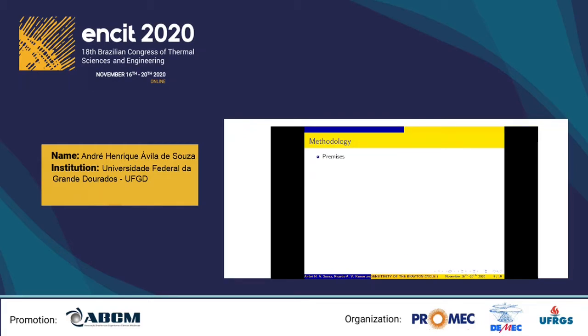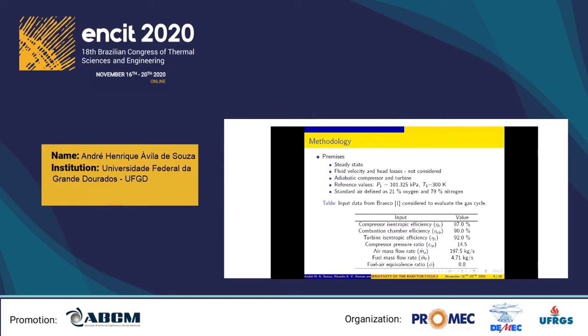The premises adopted in this work are steady state condition, the fluid velocity and head losses are not considered, the compressor and turbine are modeled as adiabatic, the reference values are atmospheric pressure and the initial temperature is 300 Kelvin. Standard air is defined as 21% oxygen and 79% nitrogen. The input data used to evaluate the gas cycle comes from Branco, as you can see in the table below.